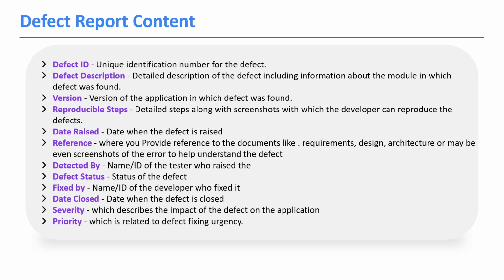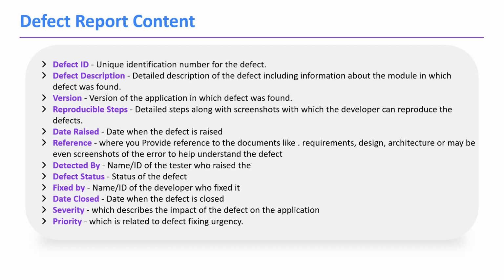Then next one is the date raised. Whenever that defect is found, that particular date is mentioned over here. The next one is the reference, where we provide references to documents, like the requirement document, design document, or architecture document, or sometimes we even have to provide screenshots of the error to understand the defect properly. Then next is detected by, which means the person who has detected or found that bug. That person's name is in the detected by section.